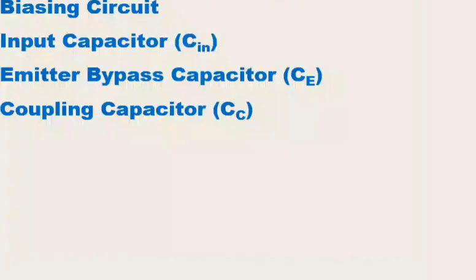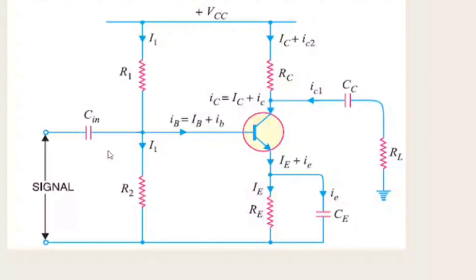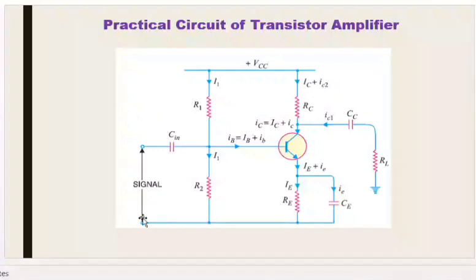Then the second one is the input capacitor. See, here in this amplification circuit, we have connected C-in, I mean the input capacitor, to the base terminal. One end of the capacitor is connected to the base, and the other end is connected to the input signal. Its value of input capacitance is approximately 10 microfarad.